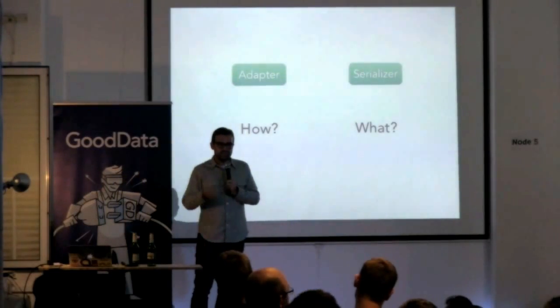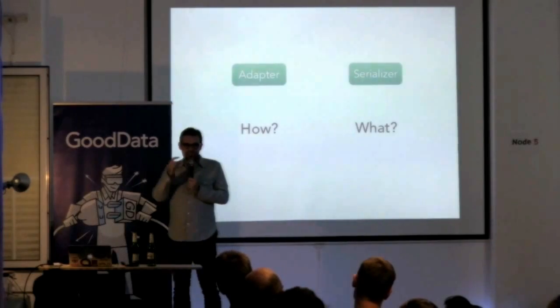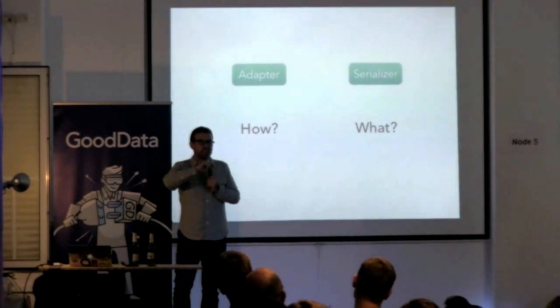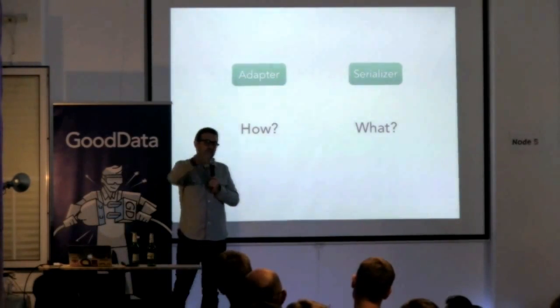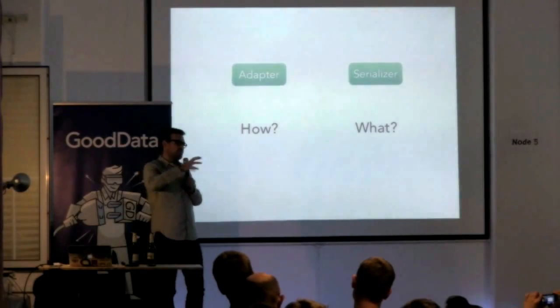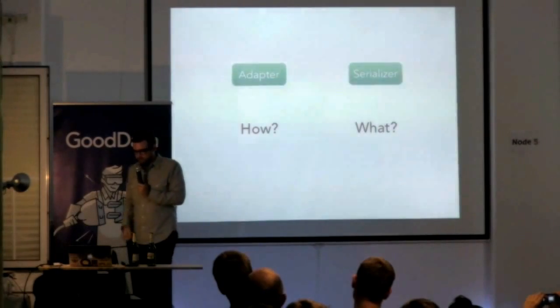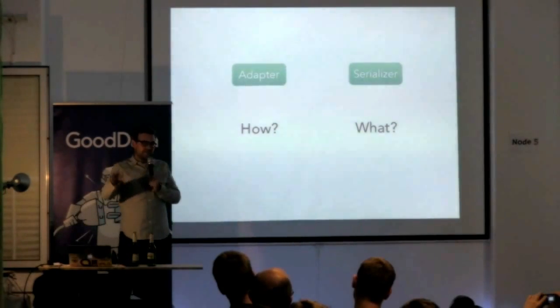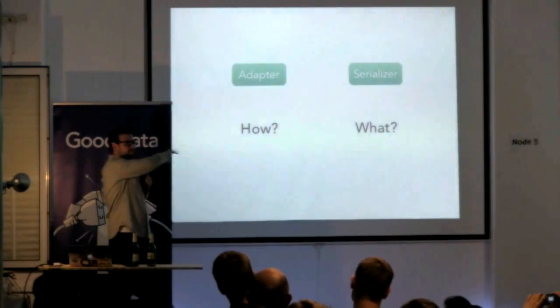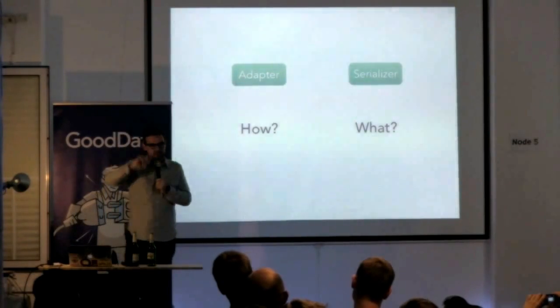So the adapter tells how to talk to the server, and the serializer's job is what specifically am I sending, and when I get data back from the server, how am I converting that back into the model that Ember-data expects. So this is where, if you have a crazy API, everything gets isolated here, and the rest of your app can be completely sane.